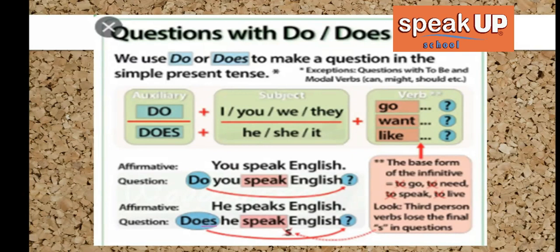We have this info. The base form of the infinitive is just go, need, speak, live, play, want, like. And here, look, the third person verbs lose the final S in a question. When we have a question, the S on the verb is not there anymore. It goes to the auxiliary, okay?